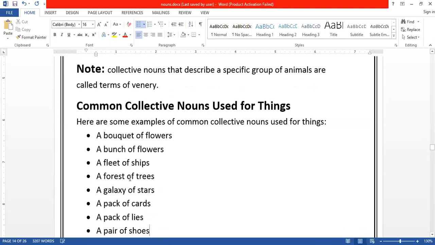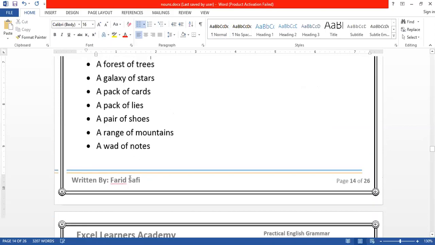Now, can you see here collective nouns used for things? It's a collective noun used for what? For things.